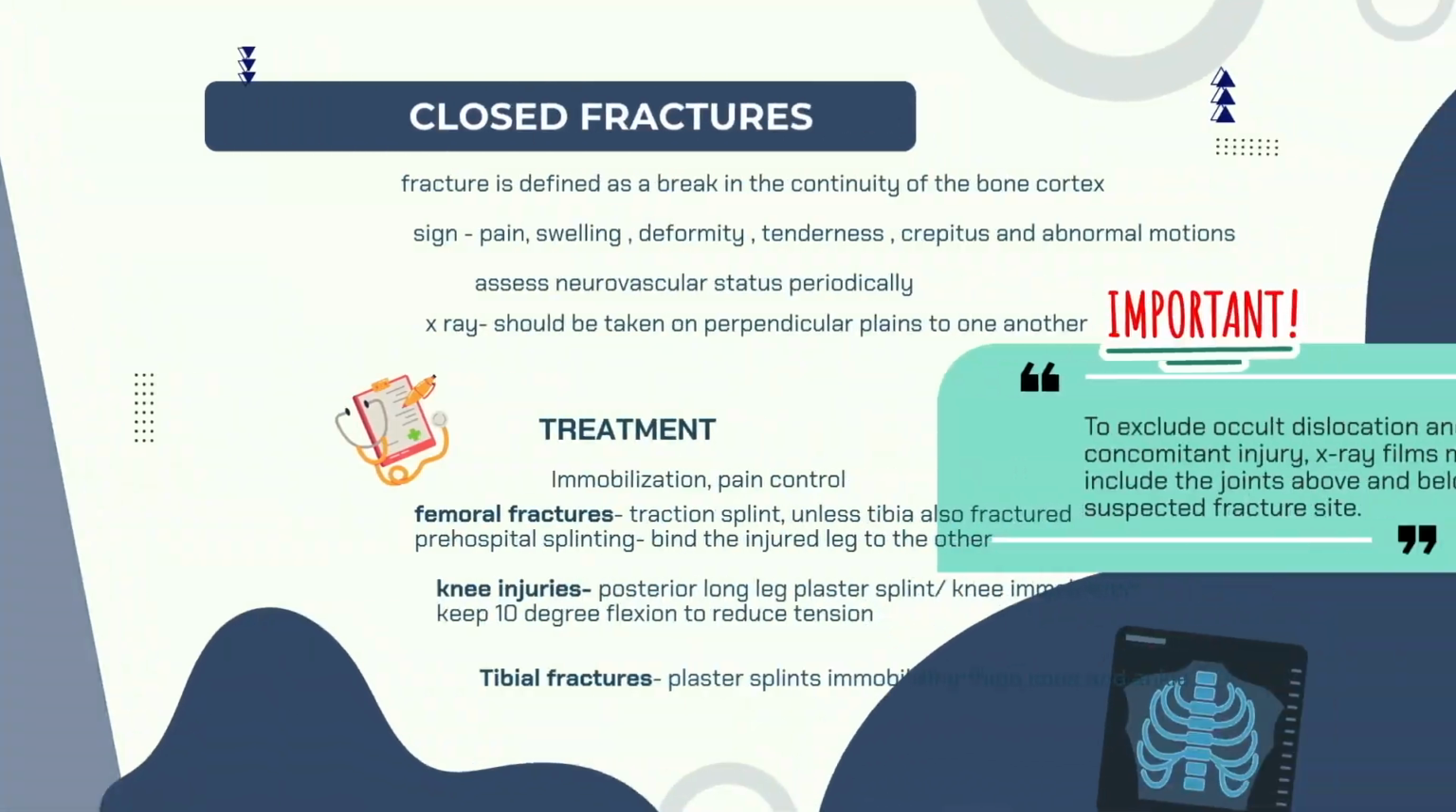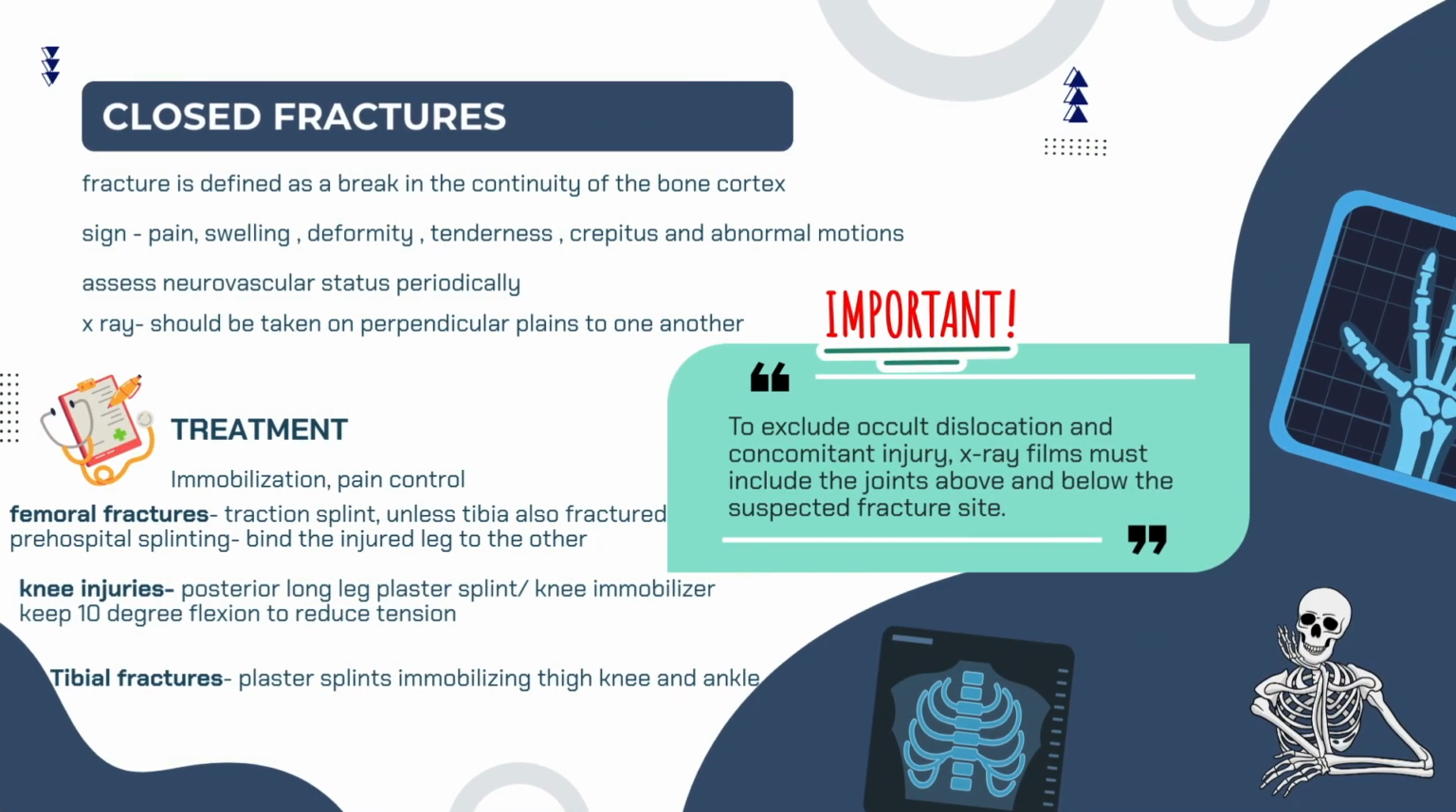Regarding the treatment of closed fractures, a fracture is defined as a break in the continuity of the bone cortex. There are signs like pain, swelling, deformity, tenderness, crepitus, and abnormal motion. Assess the neurovascular status if there is a fracture. X-ray should be taken in both perpendicular planes, at right angles to each other, so that we can identify cracks in the cortex. And to exclude occult dislocation and concomitant injury, X-ray films must include the joint above and joint below. Treatment of closed fracture is immobilization and pain control.